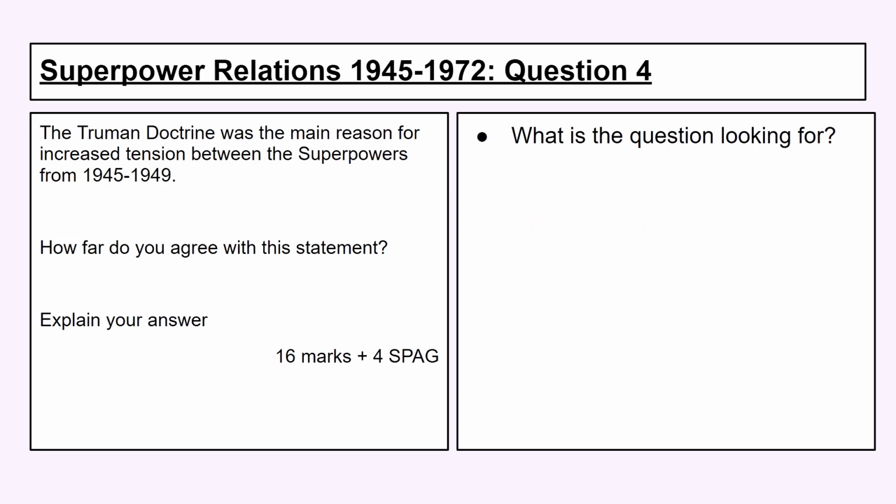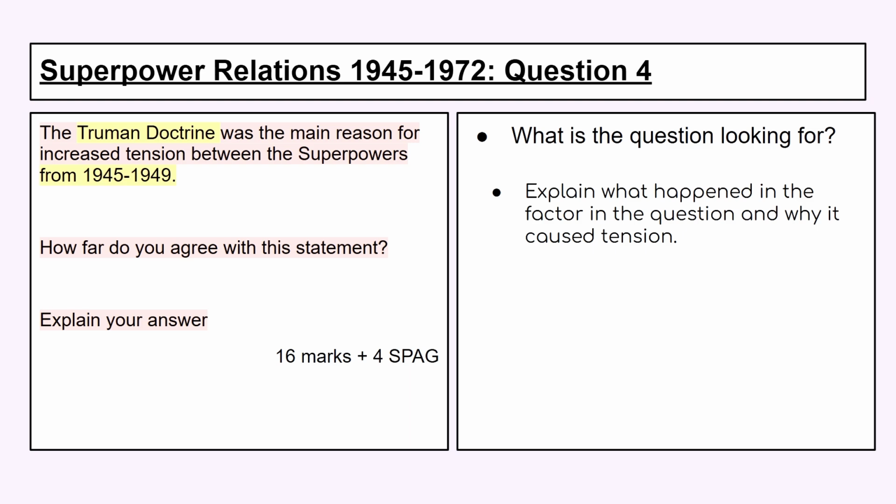So, first of all, what is this question looking for? You can see here I've highlighted the stem of the question in peach, and in yellow I've highlighted the bits that might change. So here we've got our event, the Truman Doctrine. We've got our time period 45 to 49. There tends to be 3 periods that I'll talk about: 45 to 49, 50s or 60s. We'll talk about that a bit more later on.